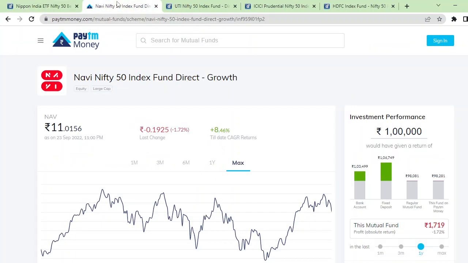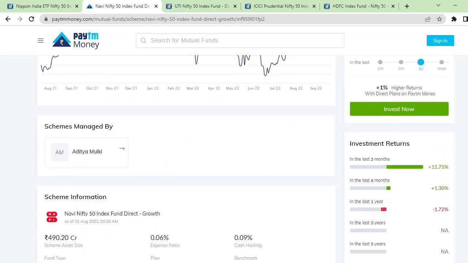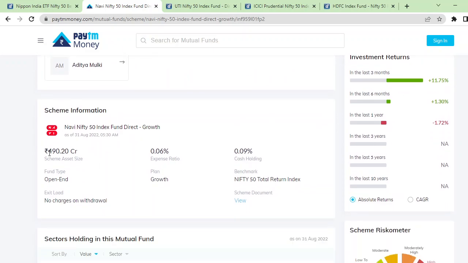Let's come to the next fund. This NAVI Nifty 50 Index Fund is quite a new fund, so you will not have a huge history. But the best part about NAVI is that the fund under management is right now 490 crores. I think they started this fund within 1 year, and within 1 year they were able to collect around 500 crores, which is quite big.